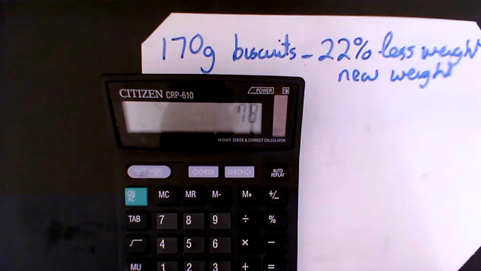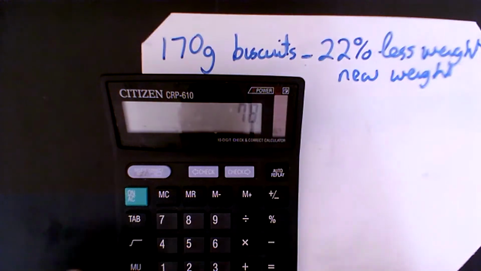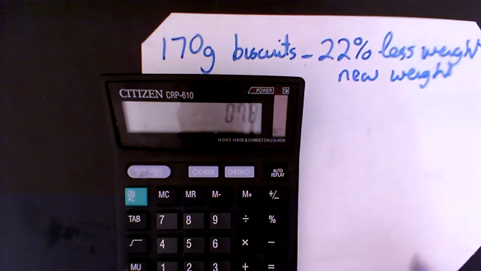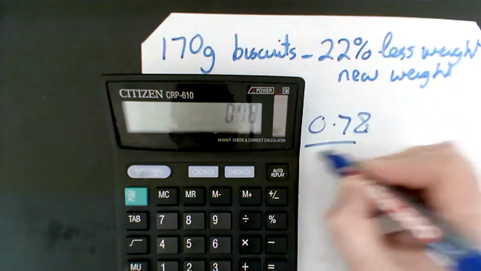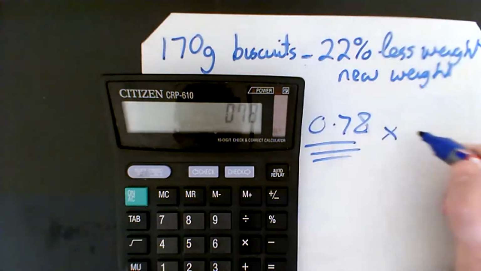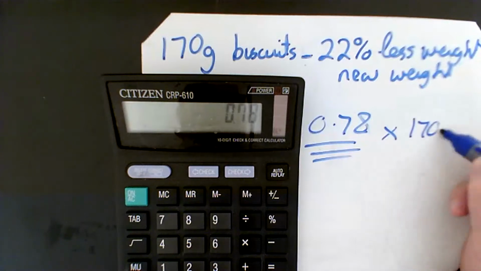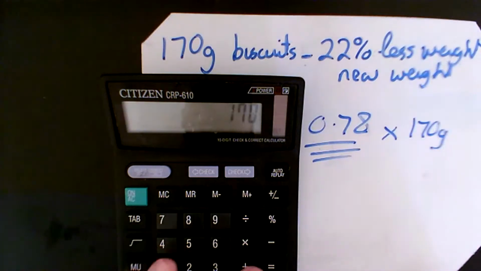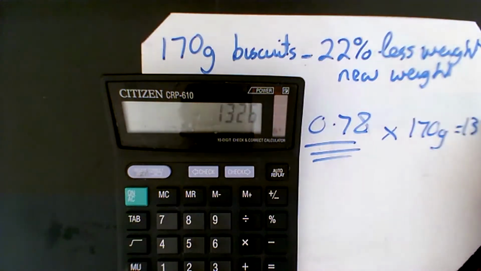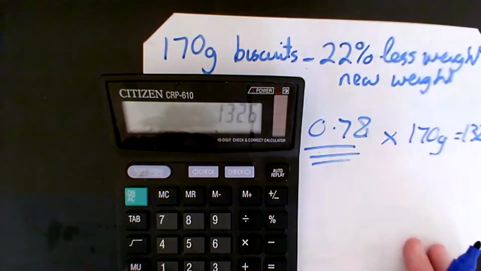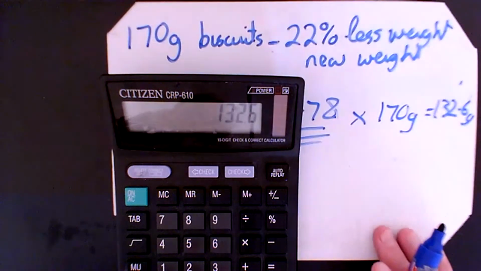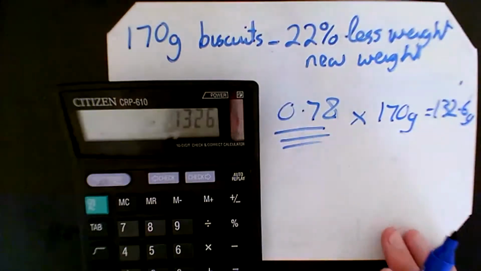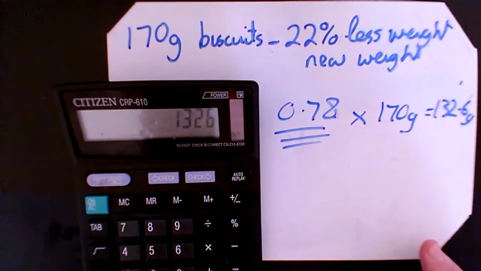Now the next bullet point down says convert this to a decimal. So just following these, convert it into a decimal, divide by 100. Now it's 0.78, and this is our multiplier. All we have to do is times that by the 170 grams, and we got 132.6 grams. That is the new weight of the packet of biscuits. So that's using a calculator to help us with our work.